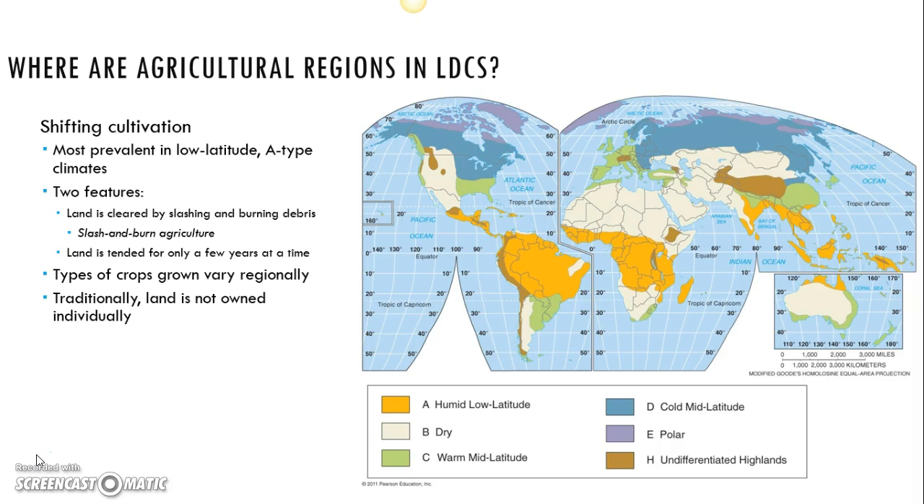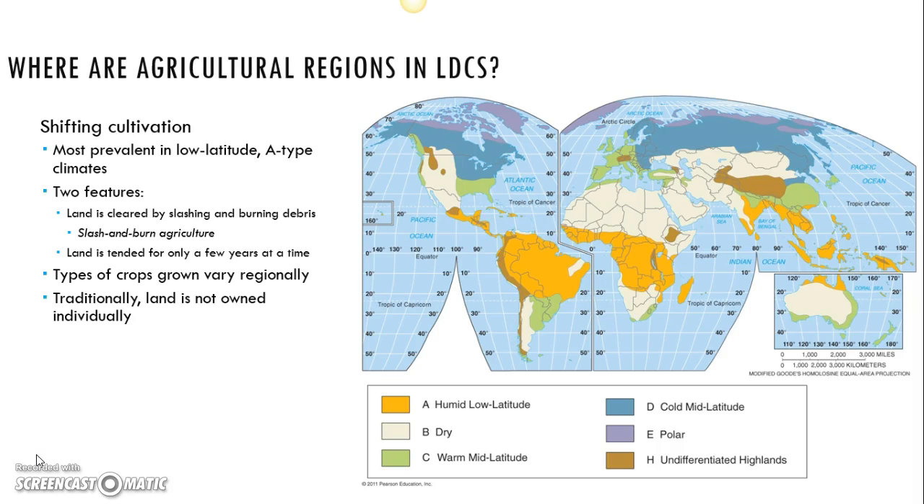So the first thing you got to know a little bit of is what types of agricultural regions do we see and where do we see them. So our map here actually looks a little bit at climate, because climate's a huge part of what type of agriculture you can have where. Okay, so most agricultural regions in LDCs fall into a handful of categories, and the first one we're going to talk about is what's called shifting cultivation.